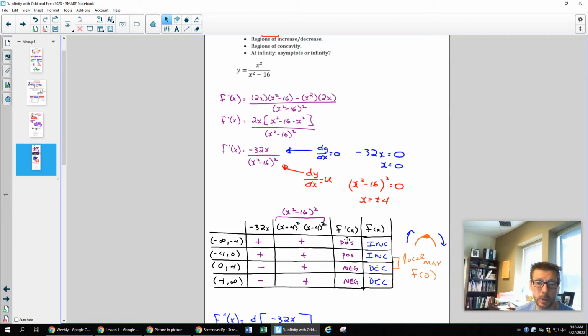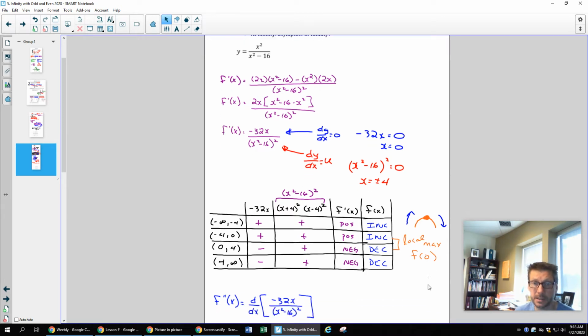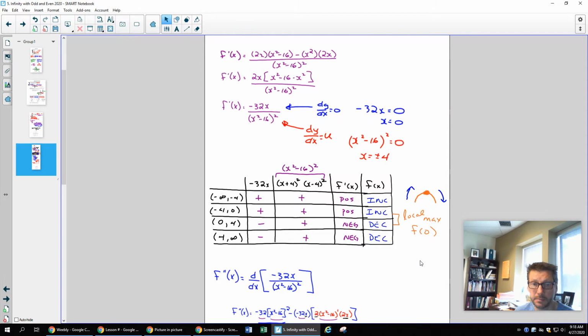So what kind of slopes do you have? Well, your function's increasing in the first two regions, and it's decreasing in the next two regions. You only have one place where you actually have a local maximum or local minimum. In this case, you're going from an increase to a decrease, so you've got a local maximum at f of 0. And that makes sense as well, because we've talked about it being an even function. So your maximum makes sense being right on the axis.